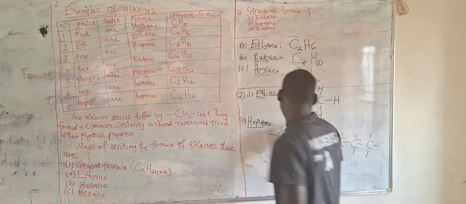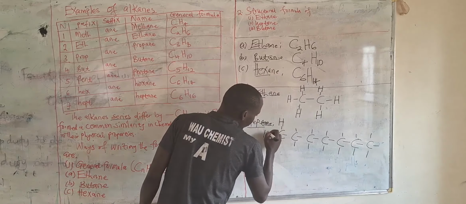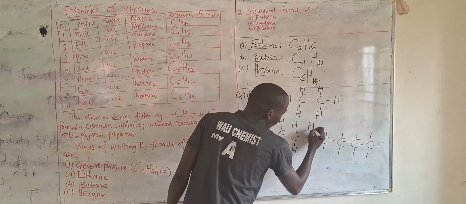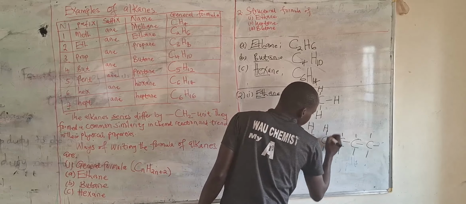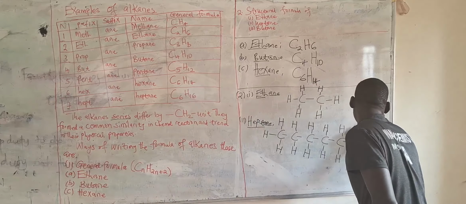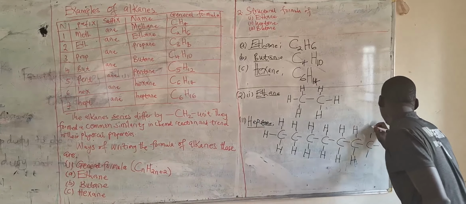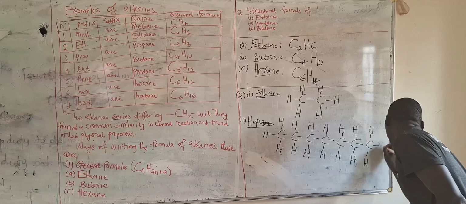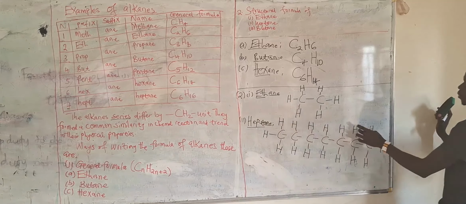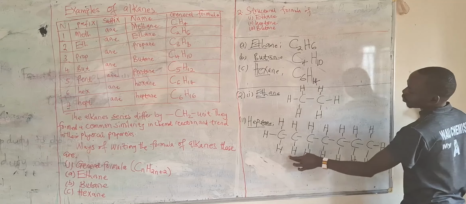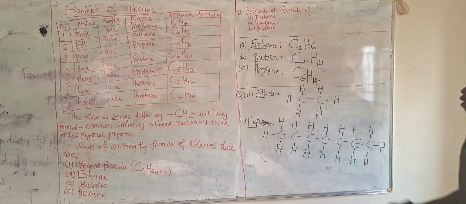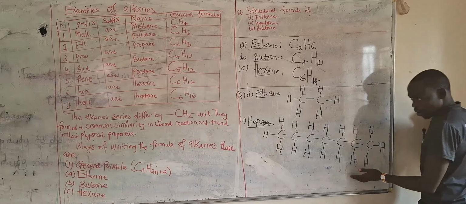Let me put the hydrogen atoms first. Here we shall have hydrogen atom, hydrogen atom. Here also we shall have hydrogen atom. We shall have all hydrogen atoms. That's why we are calling them hydrocarbons. We shall have hydrogen atom, hydrogen atom. So when you count, we shall have 1, 2, 3, 4, 5, 6, 7, 8, 9, 10, 11, 12, 13, 14, 15, 16, the same thing you're seeing here. So this one becomes the structural formula for heptane.